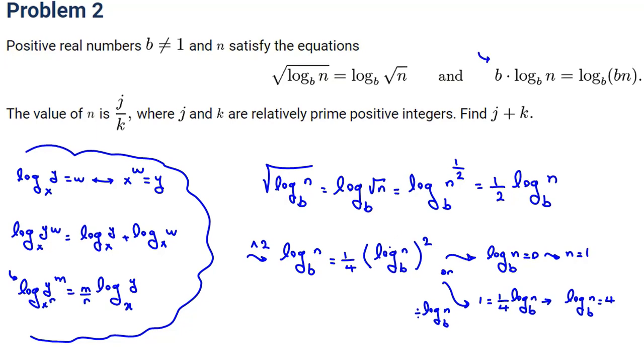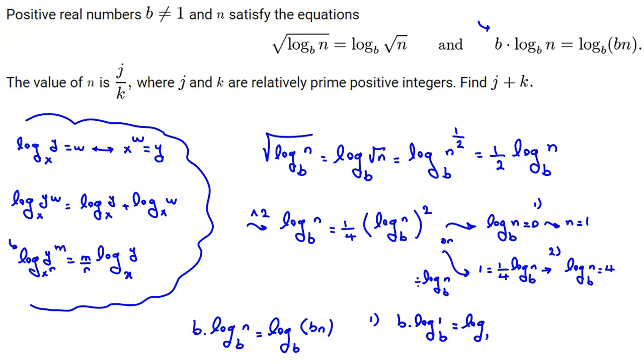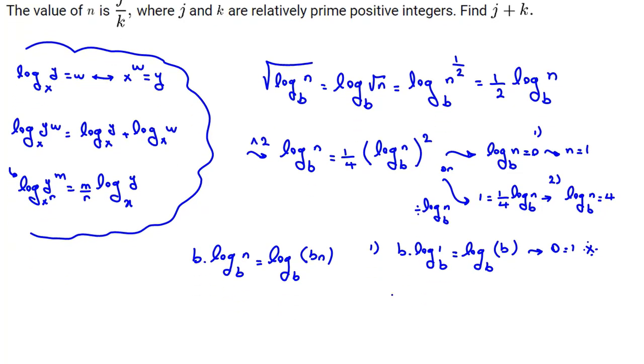Now we should focus on the second equation. On the second equation, we have b times log_b of n equals log_b of bn. Let's consider case number 1 and case number 2. If we consider case number 1, that n is 1, then b log_b of 1 equals log_b of b times 1, which is b. So the left hand side is 0, because log_b of 1 is 0, and the right hand side is 1. That's a contradiction, so case 1 is not possible. We should only analyze case number 2.